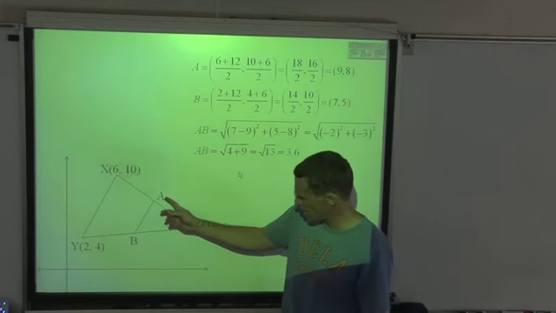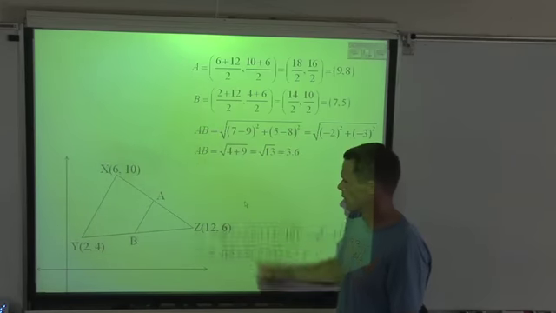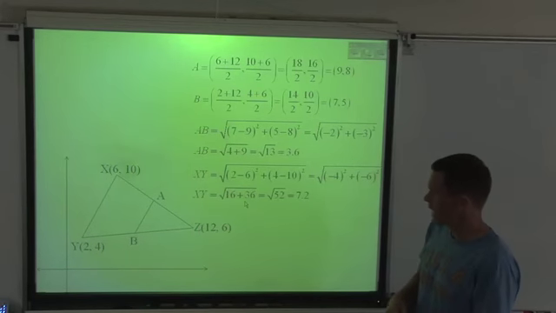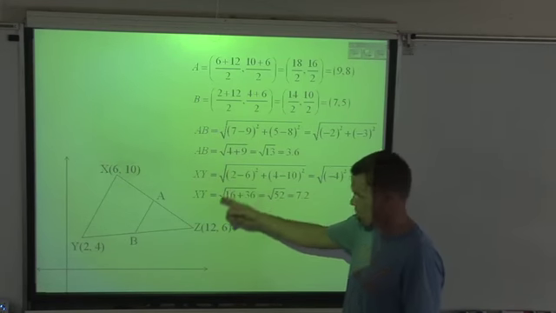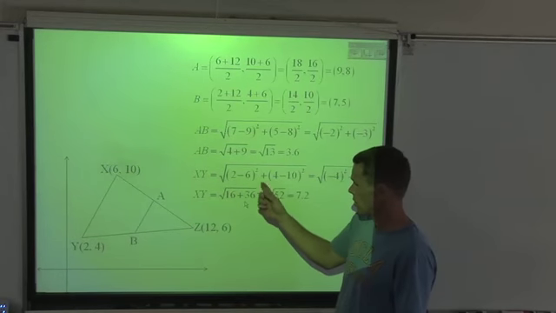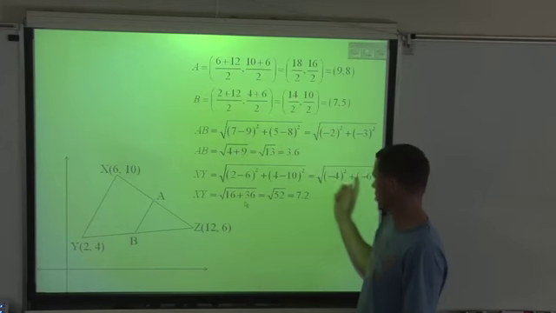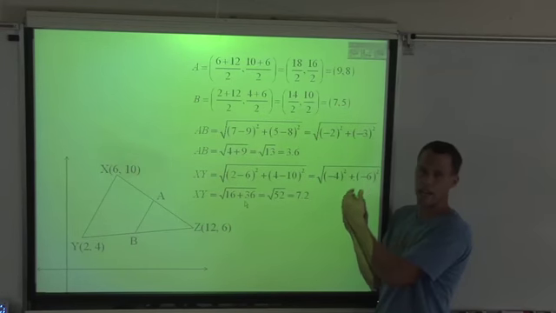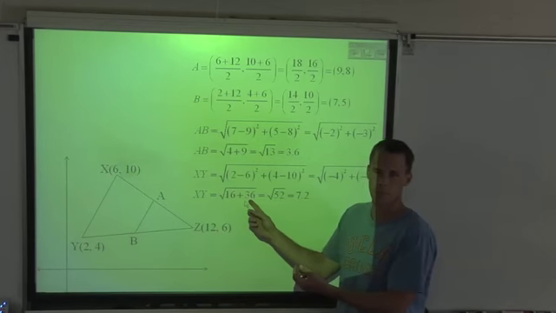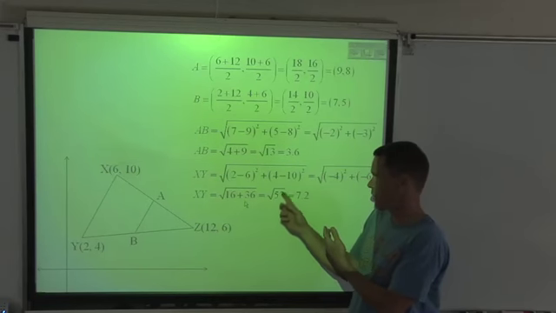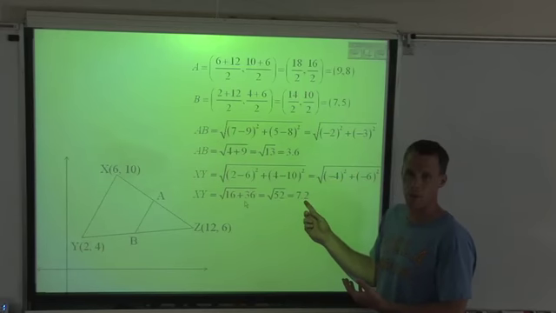Now, what I want to look at is the distance of AB compared to the distance from X to Y. So I look at the distance of XY: x2 minus x1, 2 minus 6, which is negative 4, squared, and then 4 minus 10, which is negative 6, squared. Again, the negatives will cancel out. Negative 4 squared is 16. 6 squared is 36, so we have the square root of 52. The square root of 52 is 7.2.